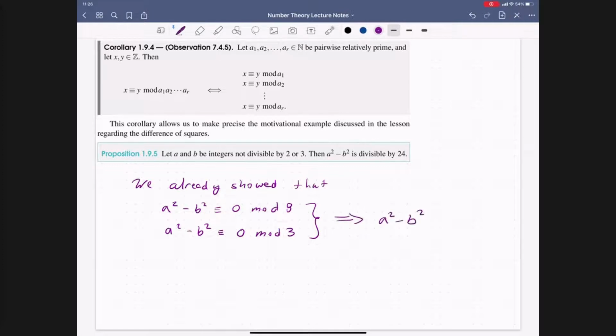And since 8 and 3 are relatively prime, we have that a squared minus b squared is congruent to 0 mod the product of 8 times 3, which is 24. And so now we are done with that statement, applying it from the point of view of the Chinese remainder theorem.